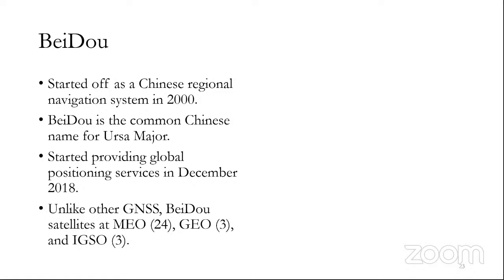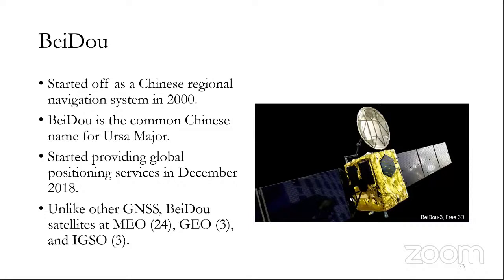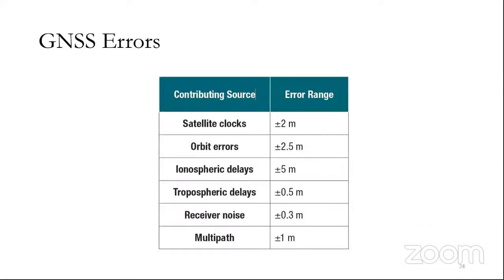It also has 3 satellites in geostationary orbits and 3 other satellites in inclined geostationary orbits. We have here a picture, a 3D model of BeiDou. I couldn't find a picture of the satellite in development, unfortunately.